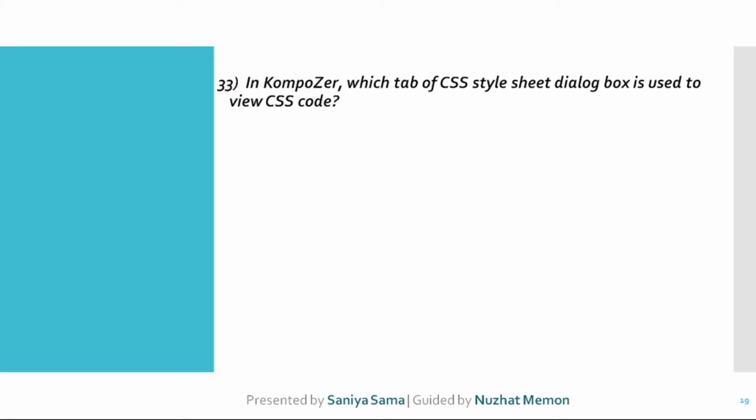33. In KompoZer, which type of CSS style sheet dialog box is used to view CSS code? Option A, box. Option B, text. Option C, background. Option D, general. The answer is general.